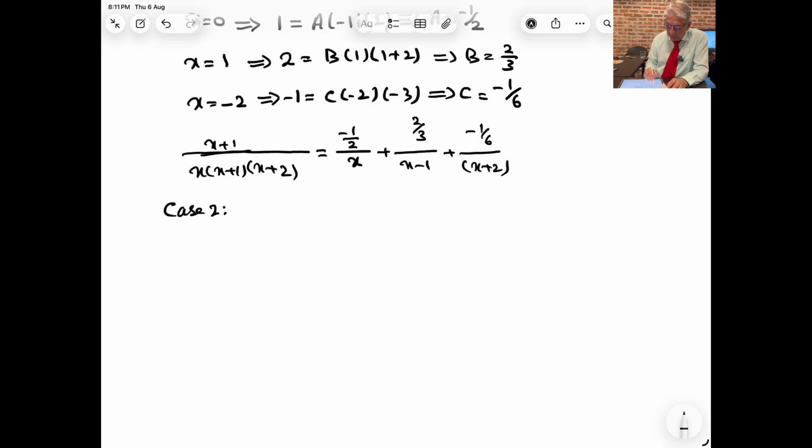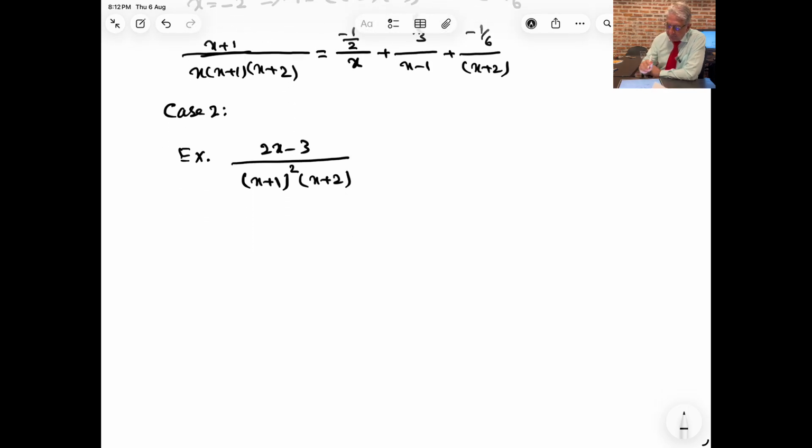Case 2. In the denominator, you are having a perfect square. If you are having a perfect square, what should you do? Now, let's see. I will give an example, and when I'm doing the example, I will explain the situation. Suppose we have (2x minus 3) divided by (x plus 1) square times (x plus 2).